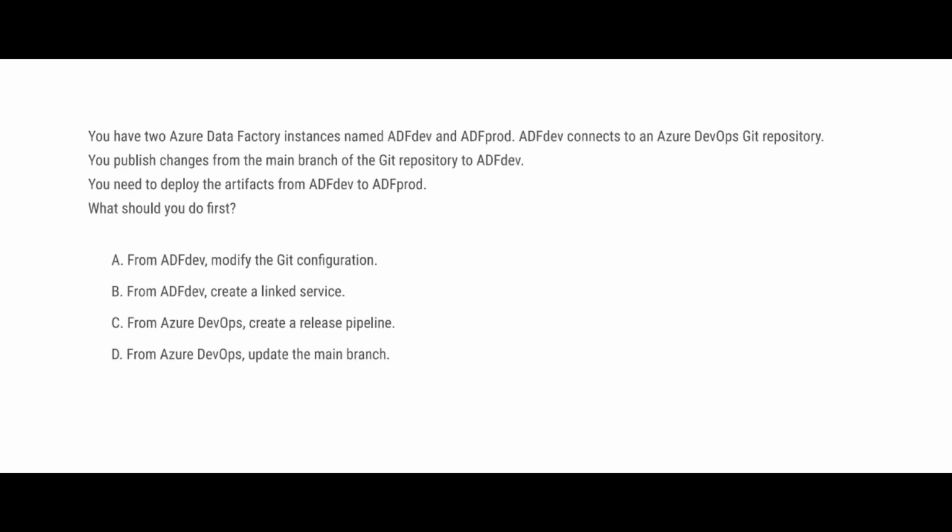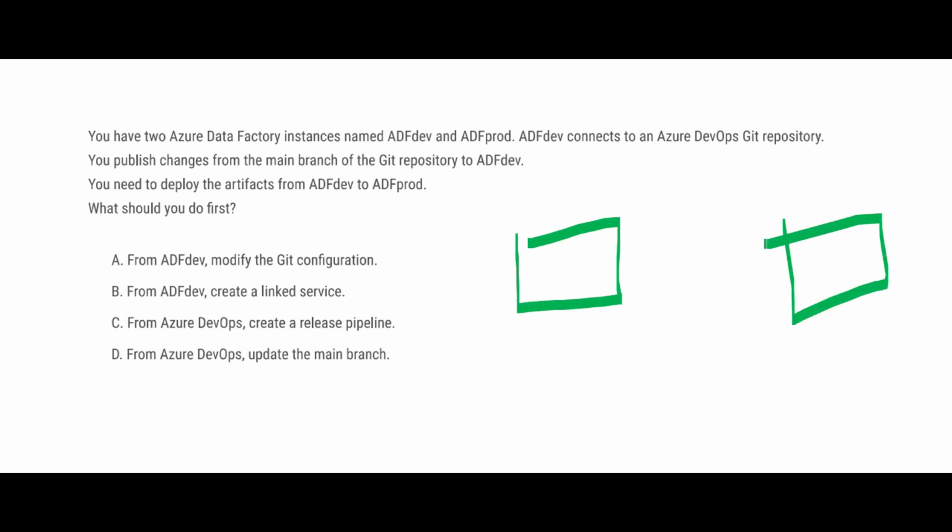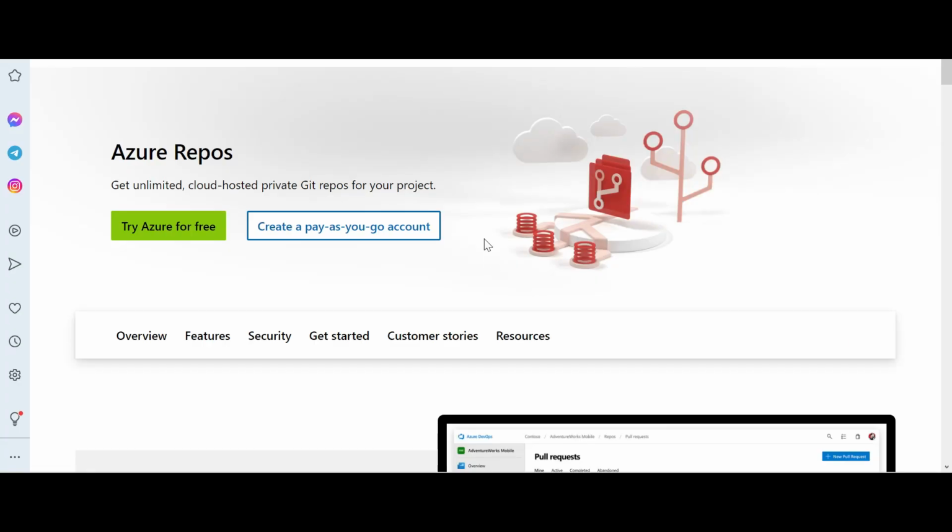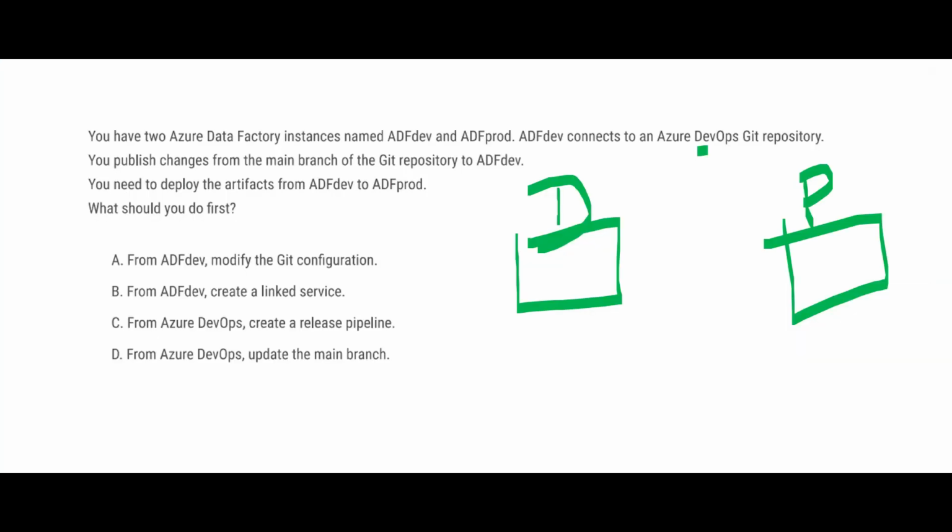Let us look at this next question. You have data factory instances. What is data factory used for? We all know it is used for ETL: extraction, transformation, and loading. They have a dev instance and a prod instance. Dev connects to Azure DevOps, Git repositories. Why do they connect? Usually to put their code. So this is related to DevOps, not related to data loading.